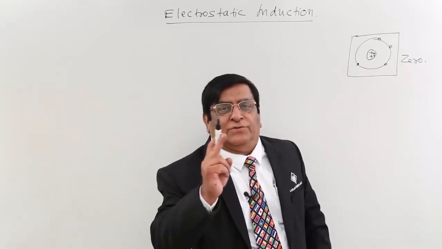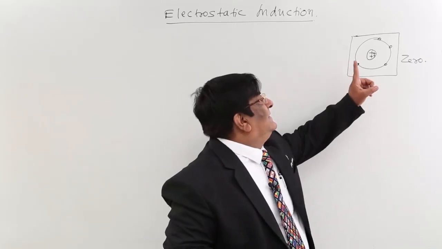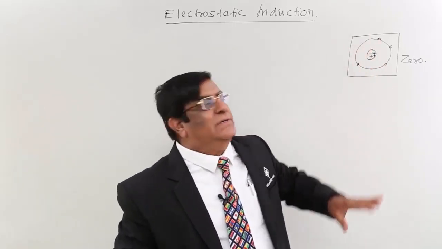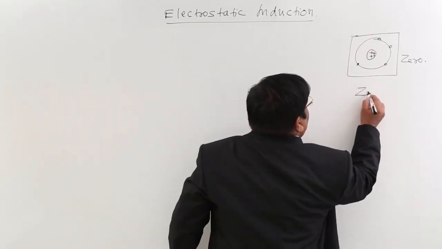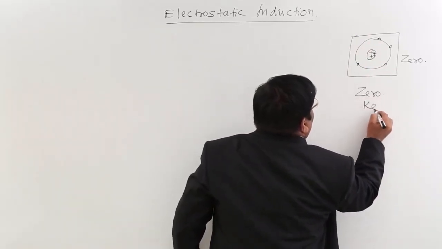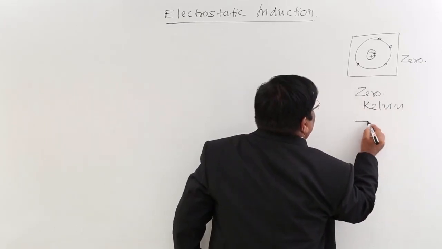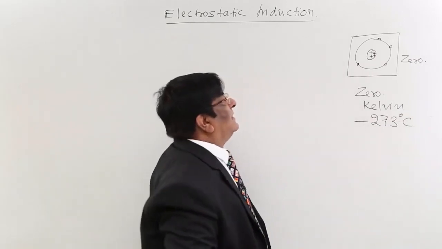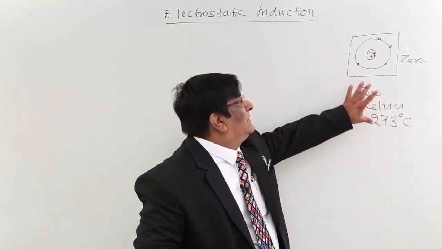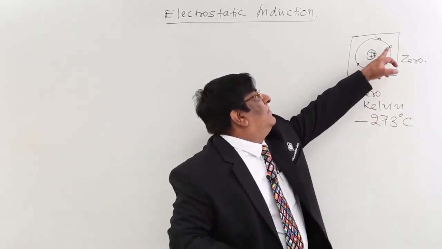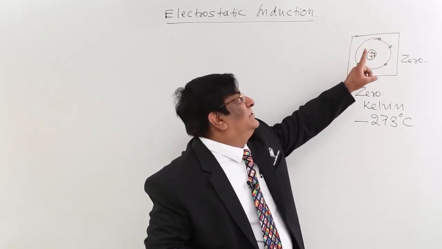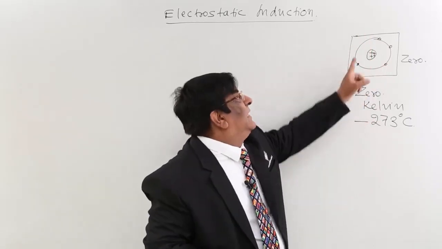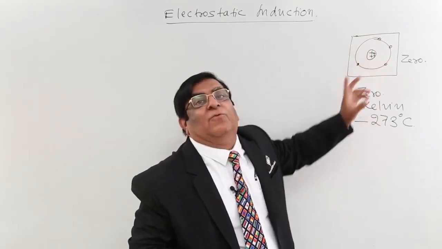So I want to tell you one thing, that this situation is when the temperature of a body is 0. And what 0? Kelvin. And how much is 0 Kelvin? Minus 273 degree Celsius. If it is such a cold temperature, these are having energy, only that much energy that it can rotate. If energy is more than that, then what will happen?